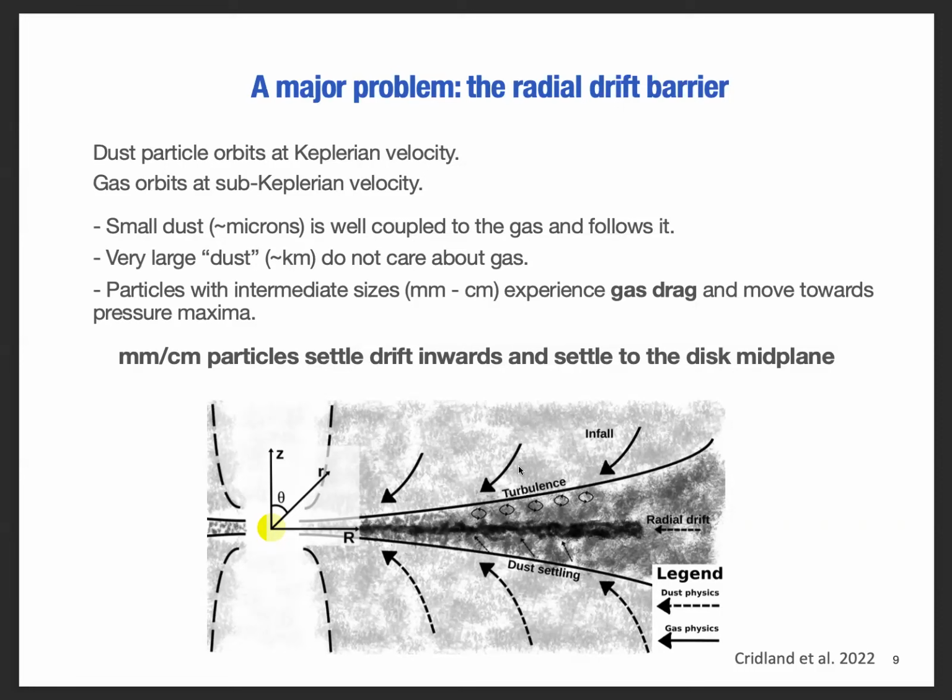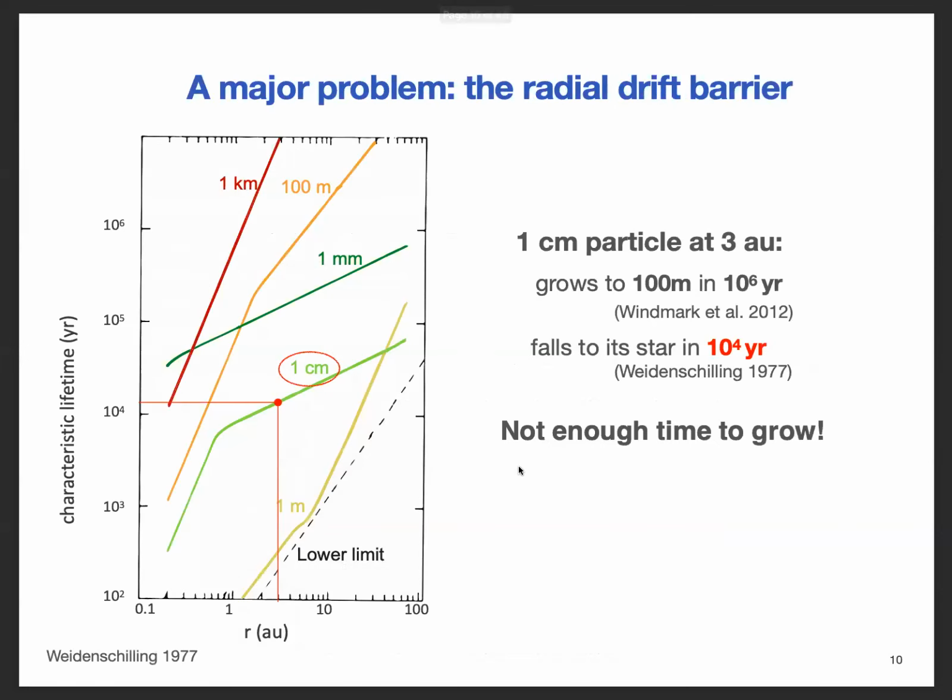But for particles that have a Stokes number around 1, which happens in protoplanetary disks for particles that are millimeter, centimeter in size, they experience this drag and they start losing angular momentum and velocity, they spiral inward and get engulfed by the star. And this process is very, very fast. So what you see here is how long it takes for different particles to be engulfed by the star when you place them at different distances from the star.